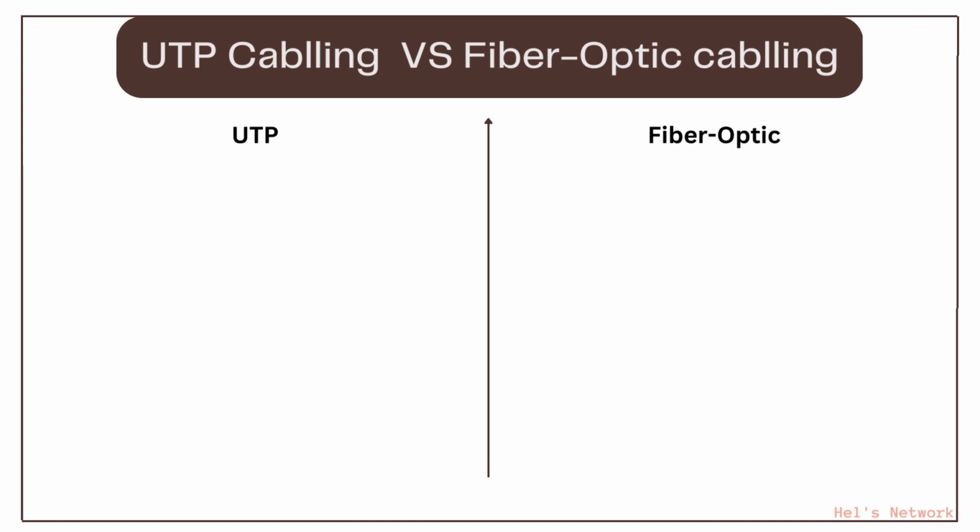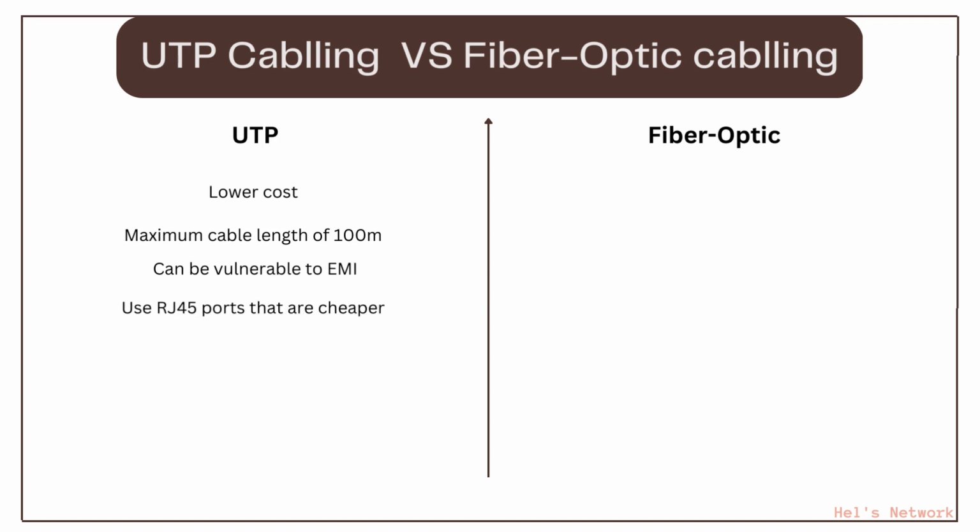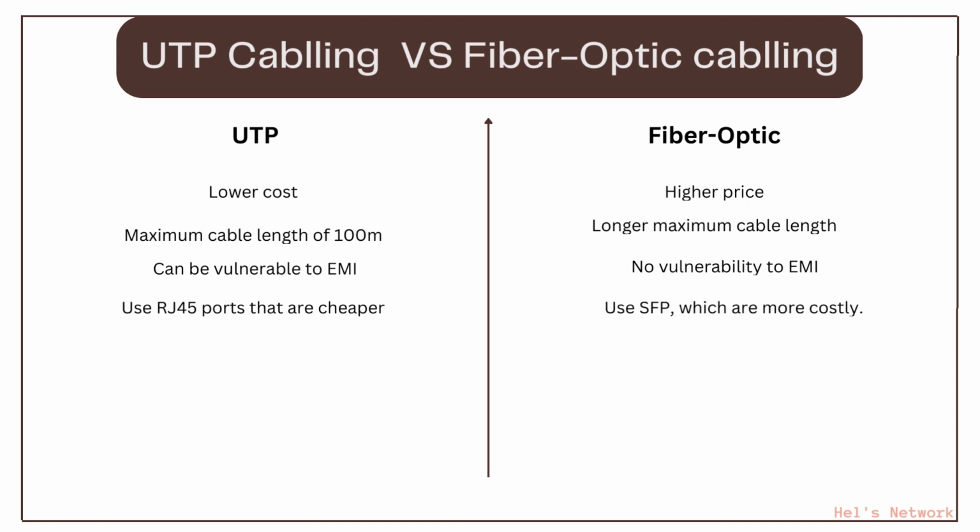Let's now compare both UTP and fiber optic. On the left, we have UTP, which has a low cost. With a maximum cable length of 100 m, UTP can be vulnerable to EMI, or electromagnetic interference, although the twist on the cable helps to protect against it. The RJ45 port, to which UTP connects, is cheaper than SFPs. Now let's look at fiber optic cables on the right. They are more expensive than UTP cables. They support longer distances. Fiber optic cables are not vulnerable to EMI, and their SFPs are more expensive.